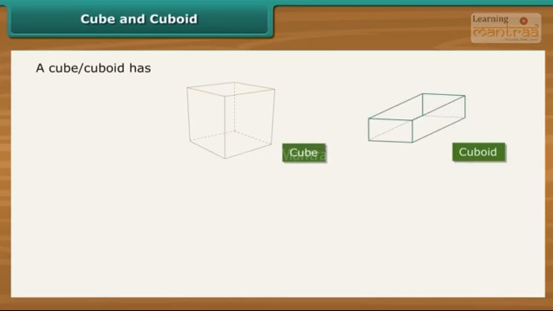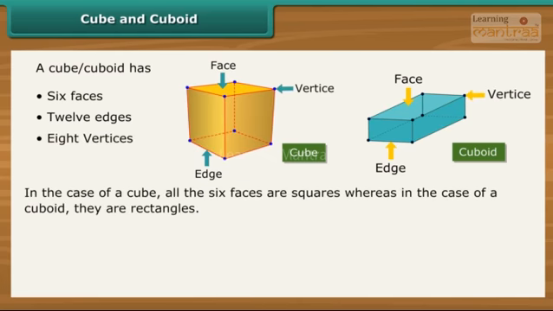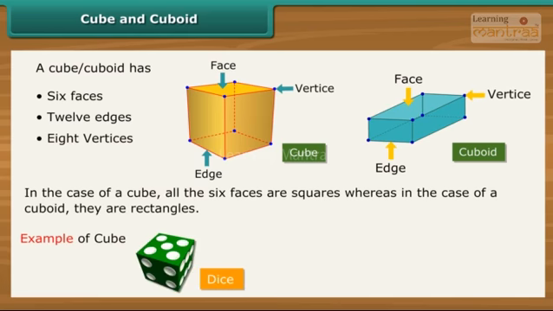Cube and cuboid. A cube or cuboid has 6 faces, 12 edges, 8 vertices. An example of a cube is a dice. An example of a cuboid is a book.